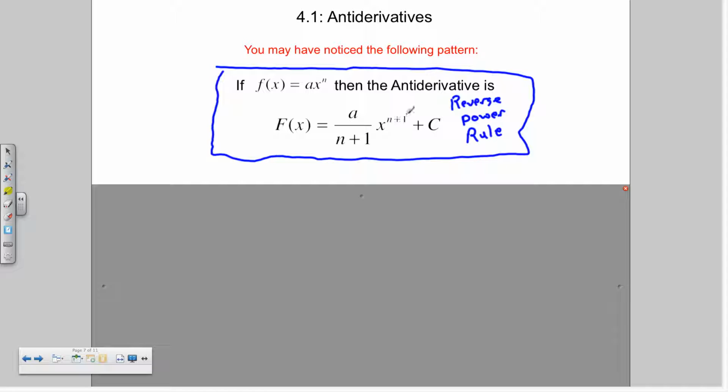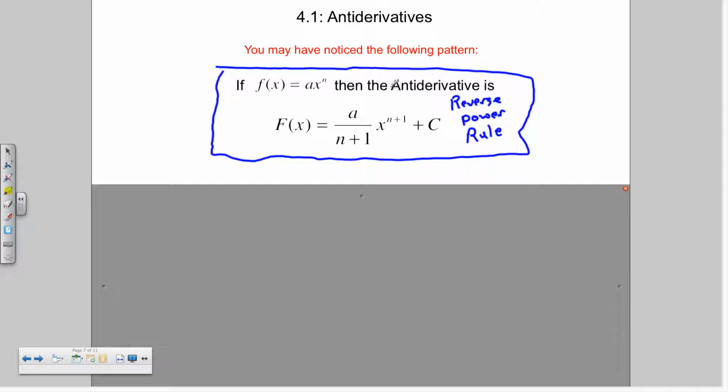Because you move the power up 1 when you're anti-deriving, and then you put the increased power down on the bottom in front of the x. Whereas with the regular power rule, we reduce it by 1 and multiply. Here, with the reverse power rule, we add 1 and then divide. Antiderivatives, at least at this stage, in a nutshell.